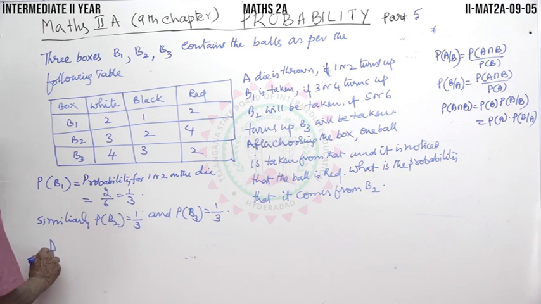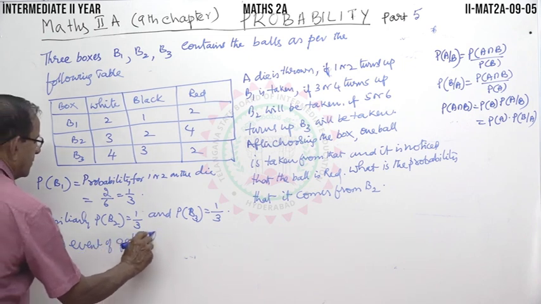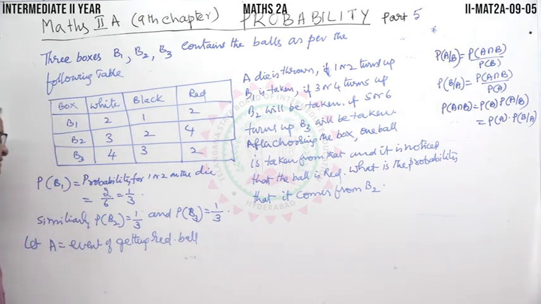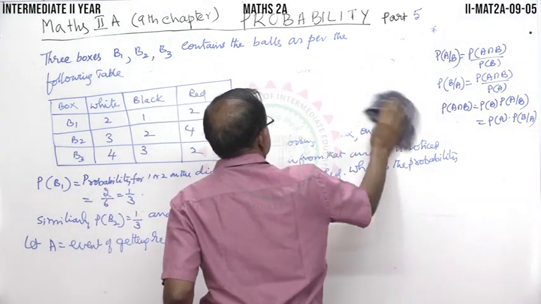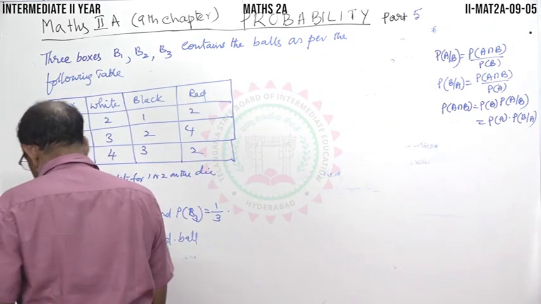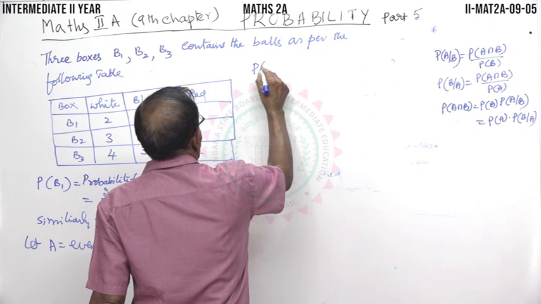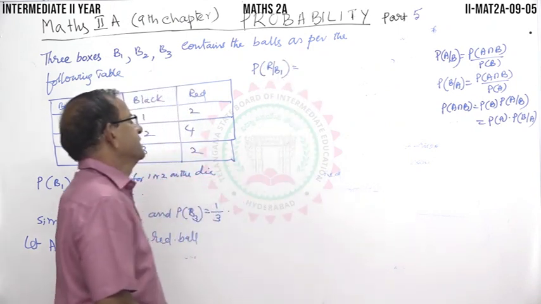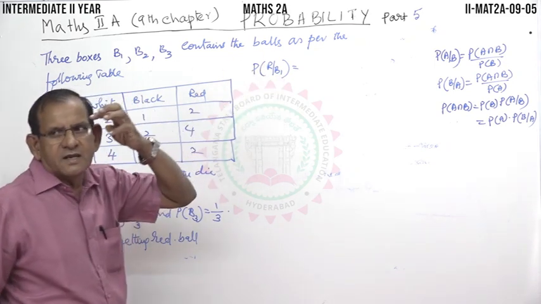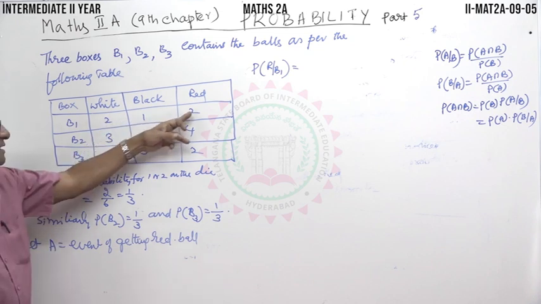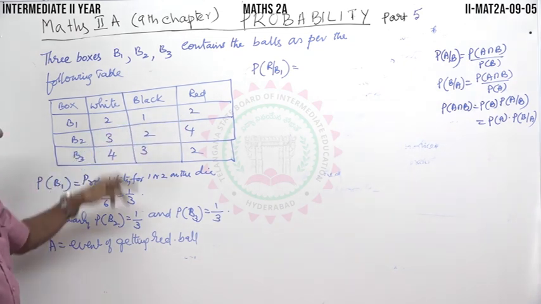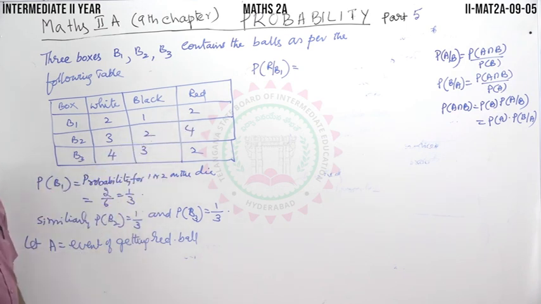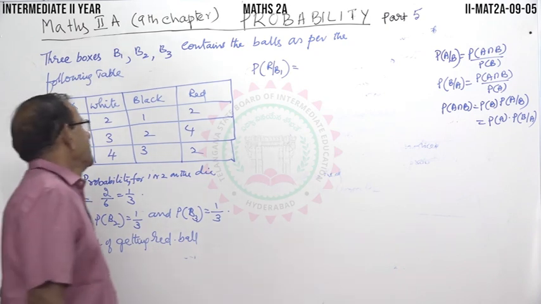Now, let us find out. Let A be the event of getting a red ball. Let us take that event as A. What is P of R by B1? That is the probability for a red ball from box 1. How many balls are there? 2 plus 1 plus 2, 5 balls are there. Out of the 5 balls, 2 are red. So what is the probability for a red ball from the first box? 2 by 5.